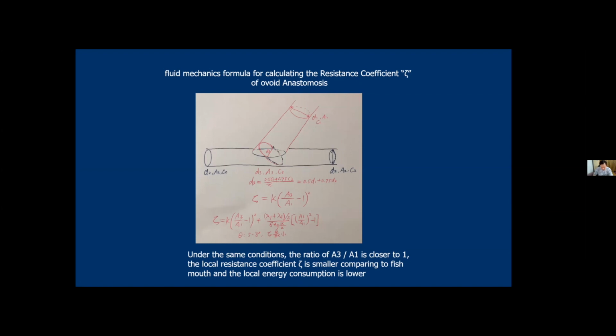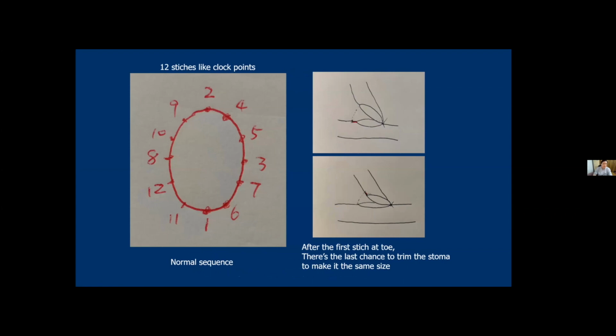Actually, local energy consumption is quite dangerous because, you know, in an aneurysm, it's also because of the local energy consumption that the aneurysm can get bigger and bigger, grow and rupture. So this is the normal sequence of stitches for the oval shape stoma. After the first stitch at the toe, there's a last chance to trim the stoma to make it the same size.